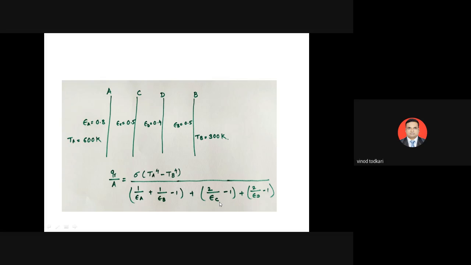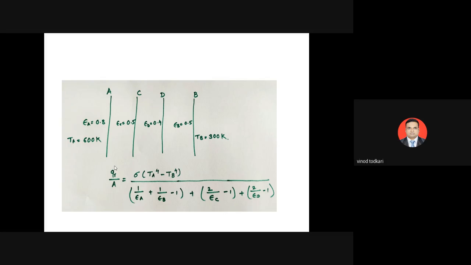Now see, this is also plug in, plug out kind of stuff. Just substitute these values and work out the value of QR upon A. If you substitute the emissivities of plates A, B, C and D and the temperatures of plates A and B, and if you substitute sigma equal to 5.67 into 10 to the power minus 8, you will get the value of QR upon A. Okay, I believe that it is clear to you.